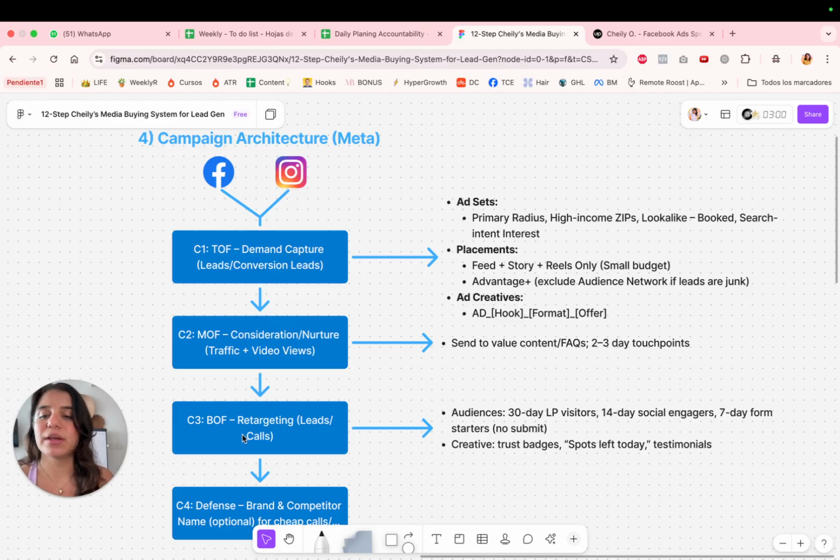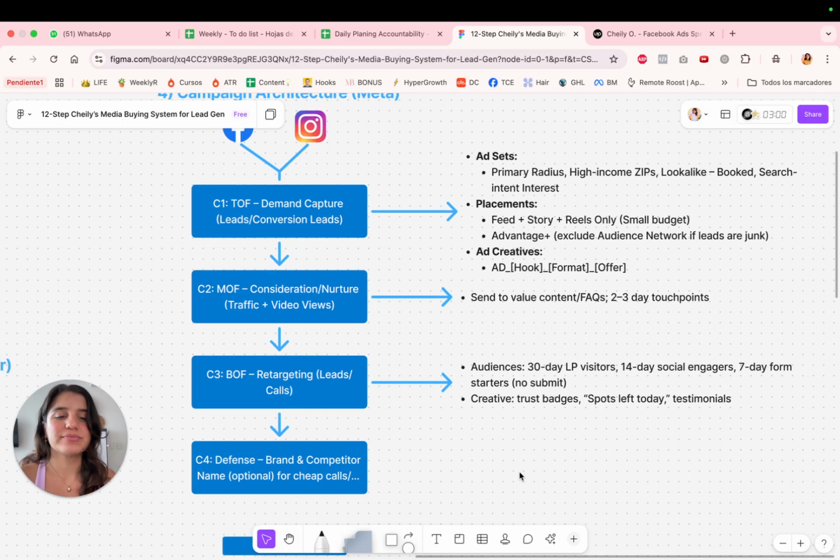And finally, the retargeting campaign. That is going to be a more direct approach. We're going to make sure that we are retargeting people who have interacted with you more recently. So either the landing page visitors in the past 30 days, the 14-day social engagers, 7-day starters, meaning people who opened the form but didn't fill it out. And here we want to show more testimonials, more urgency, like X amount of spots left today, etc.